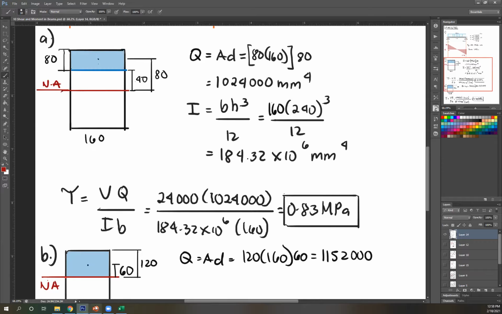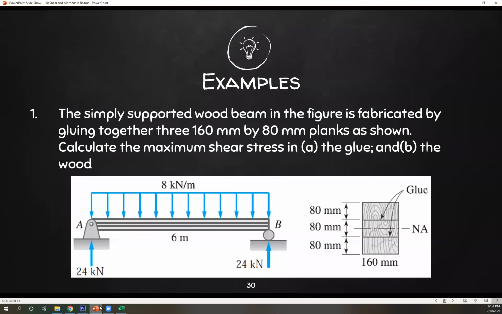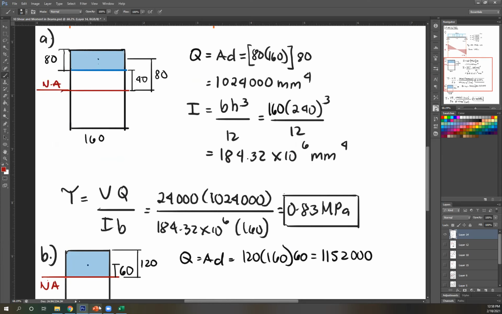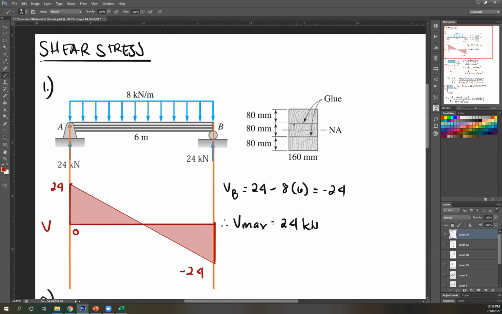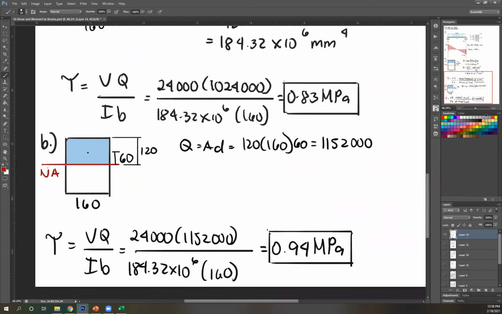Okay, done. Next, letter B, for the wood. Again, I'm looking for maximum shear stress. Maximum shear stress for a beam is at its neutral axis. I'm going to consider this as my fiber in question. Let's do that.